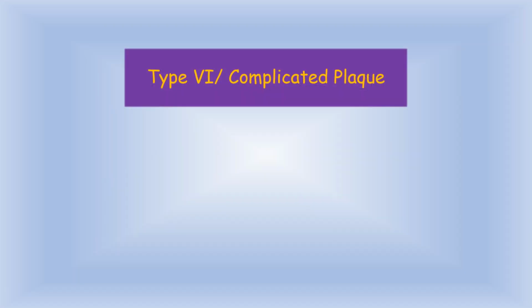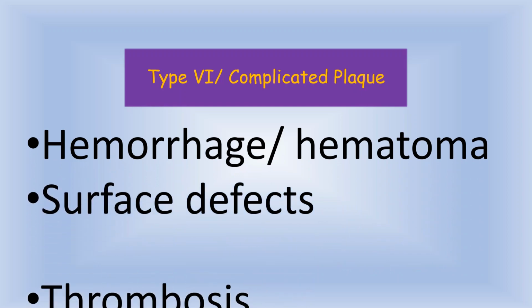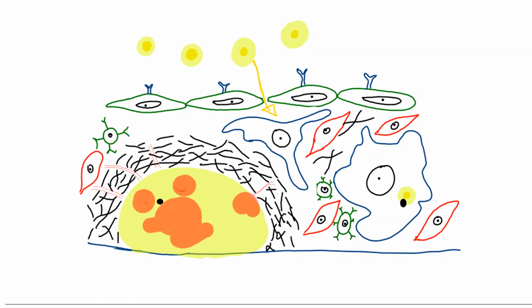The next stage of atherosclerosis is the type 6 lesions, also known as complicated plaques in the older classification. This involves those plaques where there is a hemorrhage or a hematoma, those plaques with surface defects, or those plaques complicated by thrombosis. In the newer classification, these complicated plaques have been designated names basing on their specific features as follows. Here is a plaque with a hemorrhage or a hematoma forming within it. This hematoma is usually a result of bleeding from the vasa vasorum that have newly formed.